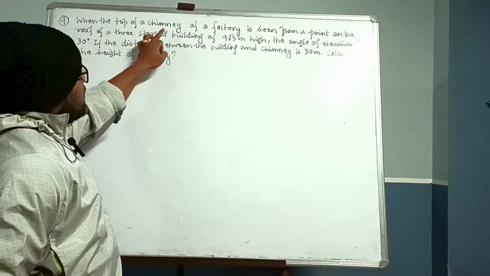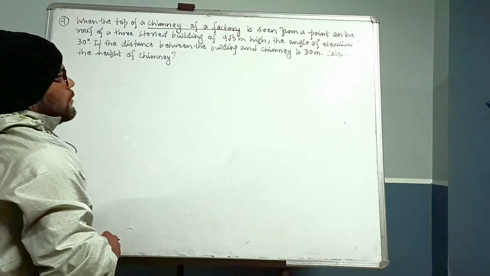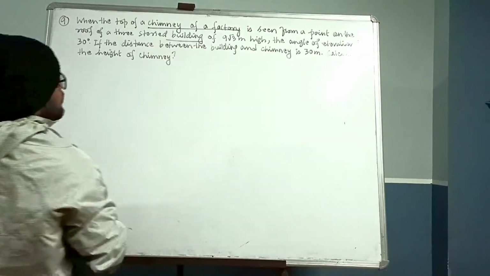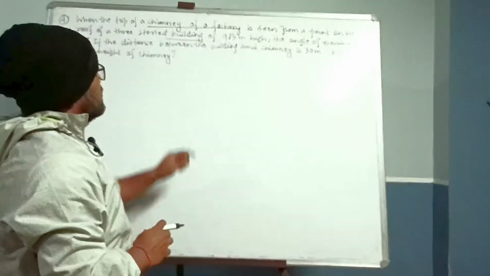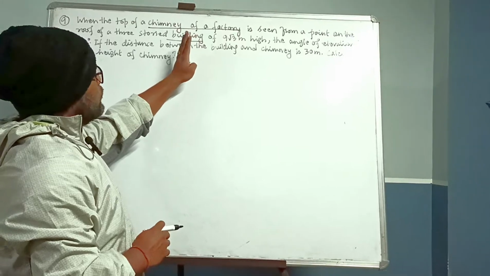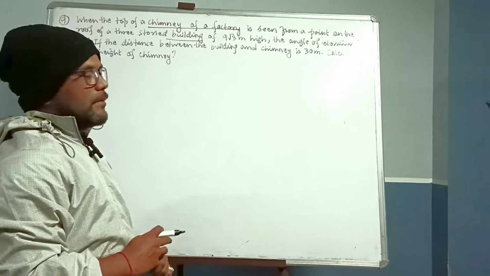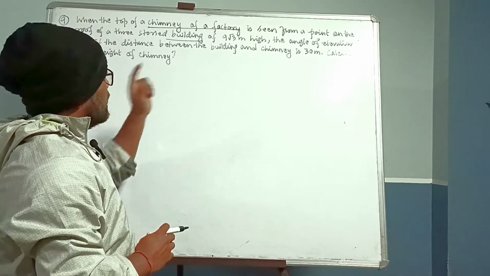When the top of a chimney of a factory is seen from a point on the roof of a three-storied building. You have to clearly understand there are two objects given here: a chimney and a building. The factory has a chimney and a building.